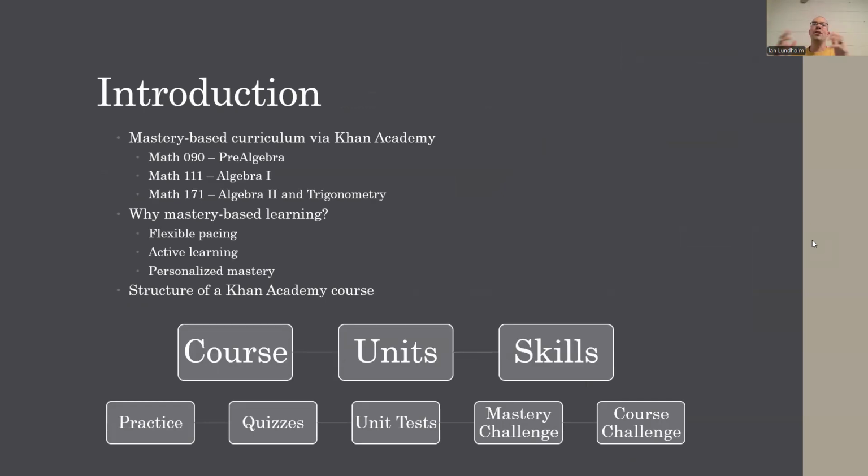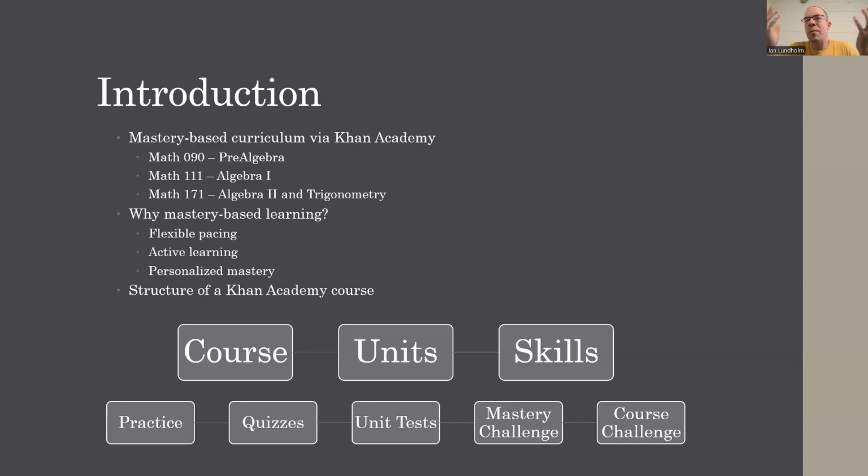We are working through a mastery-based curriculum on Khan Academy, which means it's set up in a hierarchy where each one of these classes is going to have a course. Math 90 has a pre-algebra course. Math 111 has the course Algebra 1. Math 171 actually has two courses. Algebra 2 is the main one, and then trigonometry is a separate course that is much smaller. But that extra trigonometry course introduces the extra trigonometry ideas that aren't covered in Algebra 2 that we need you to have for a good foundation to take calculus this fall.